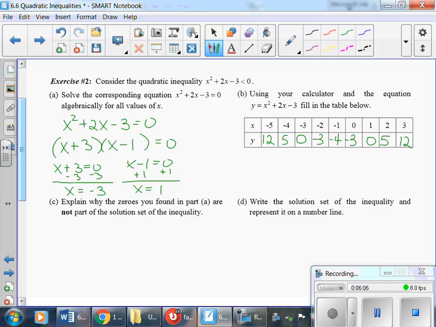So C says, explain why zeros you found in part A are not part of the solution set of the inequality. Well, where is this inequality? In other words, what are the x values where y is negative? So what I'm looking at here is what are my x values when y is negative?